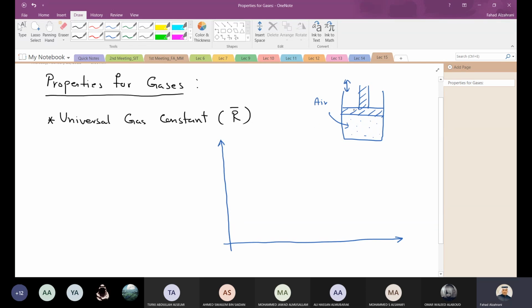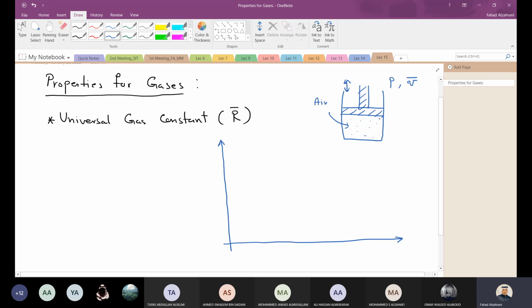So if I move this piston, what will change? The pressure will change, and what else? The volume will change, the specific volume. For now, I will use the molar basis. Do you remember the mass basis and the molar basis? So I will use here in this case the molar basis, so I will use this bar above my specific volume.